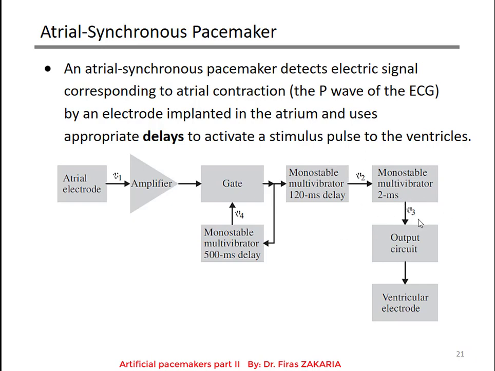After this vibrator we have voltage V3, and then we have the output circuit in the block diagram. The function of the output circuit is to control the ventricular contraction. V3 controls the output circuit, and the output circuit applies the stimulus to the appropriate ventricular electrodes. Then there will be a contraction.